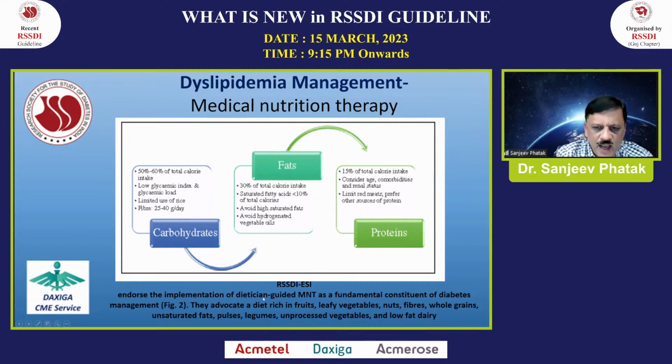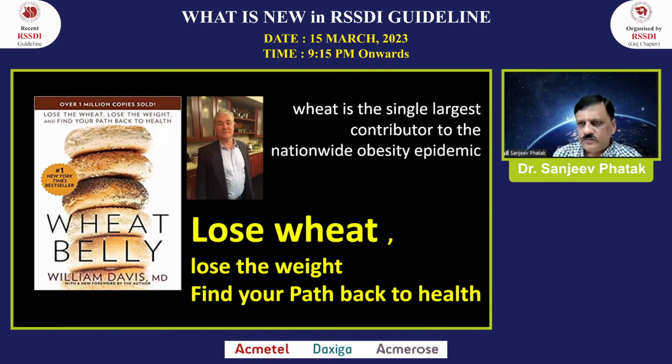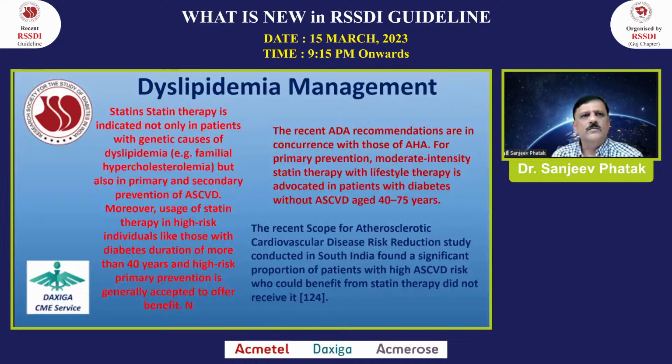So the RSSDI ASI guidelines give a very important role to medical nutrition therapy. They advocate a diet rich in fruits, leafy vegetables, nuts, fibers, whole grains, and low-fat dairy, of course. We know that wheat has now emerged as the single largest contributor to nationwide obesity. That is why the carbohydrate content, the wheat content or the rice content should be restricted, so as to avoid hypertriglyceridemia, obesity, and uncontrolled glycemia.